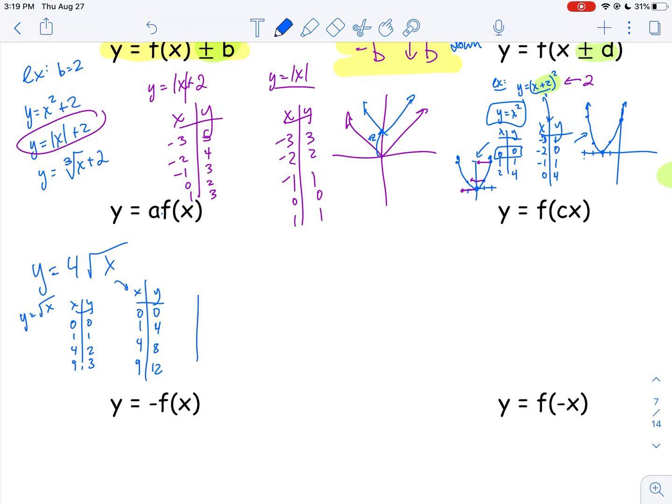Do you see my graph went from this to now it's going to be 4 times stretched out. 0, 0 is still the same, but instead of 1, 1, it's going to be 1, 4. Instead of being 4, 2, it's going to be 4, 8. And so it's going to look similar, it's just going to be a lot taller.